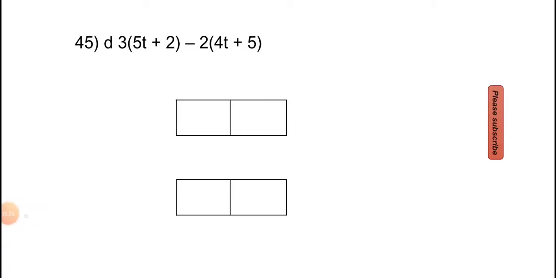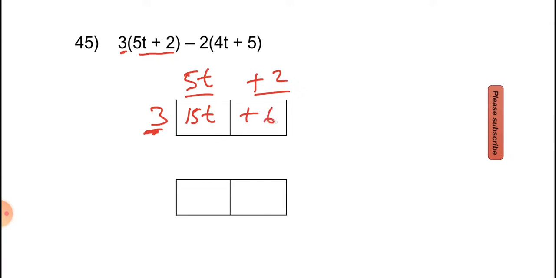Question 45 now. Because I can see 3 outside the bracket, 3 will go on the left here, and 5t plus 2 which is inside the bracket will go on the top. So 5t plus 2. So what's 3 times 5t? That's 15t. And then 3 times plus 2 is plus 6.